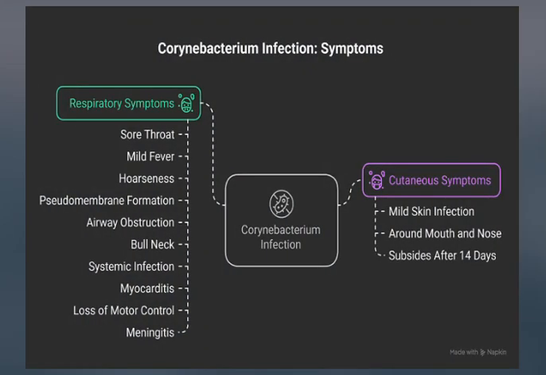Symptoms of Corynebacterium infection fall into respiratory and cutaneous categories. Respiratory symptoms include sore throat, mild fever, hoarseness, pseudomembrane formation, airway obstruction, and systemic effects like myocarditis and meningitis. Cutaneous symptoms are generally milder, involving localized skin infections around the mouth and nose that usually resolve within 2 weeks. Knowing these symptoms guides clinical evaluation and management.